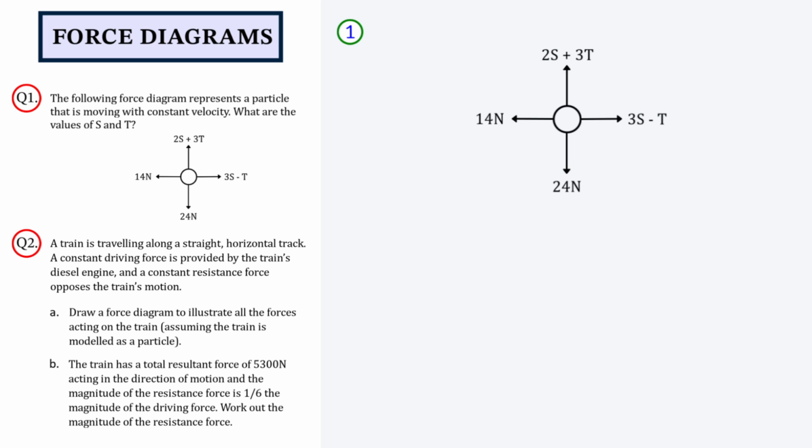This is because if there's zero acceleration, then according to Newton's second law, F equals ma, the right-hand side would be equal to zero, and so the resultant force on the left-hand side would also have to be equal to zero. So there must be no resultant force either horizontally or vertically. And this means that in the vertical direction, 2s plus 3t is equal to 24. And in the horizontal direction, 3s minus t is equal to 14.